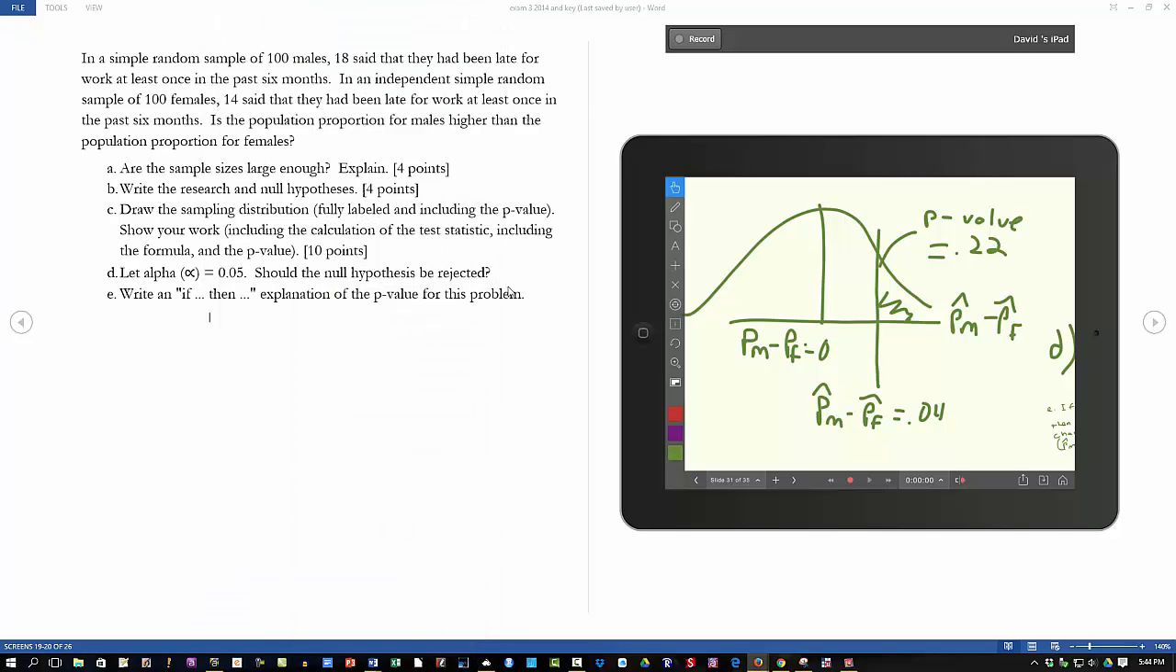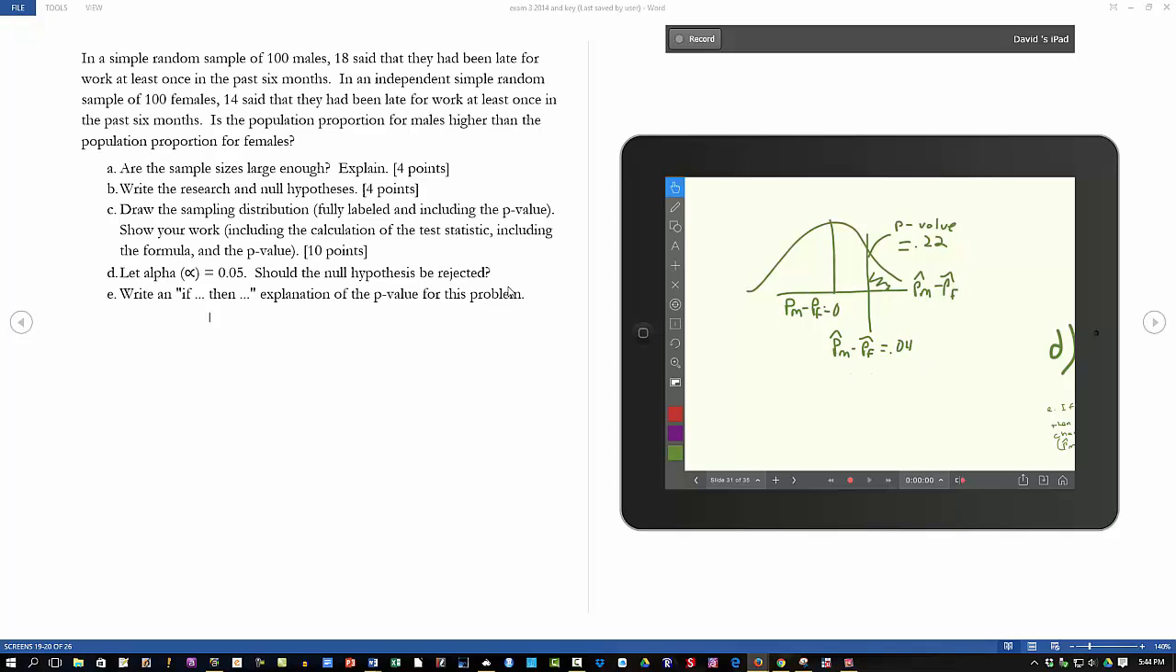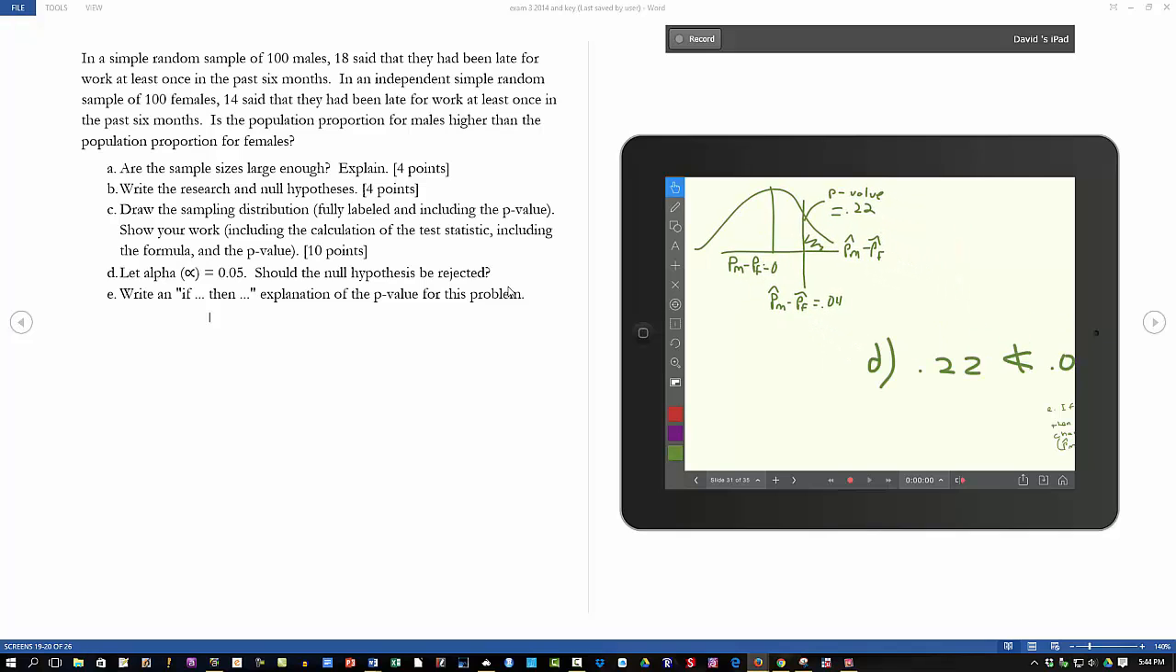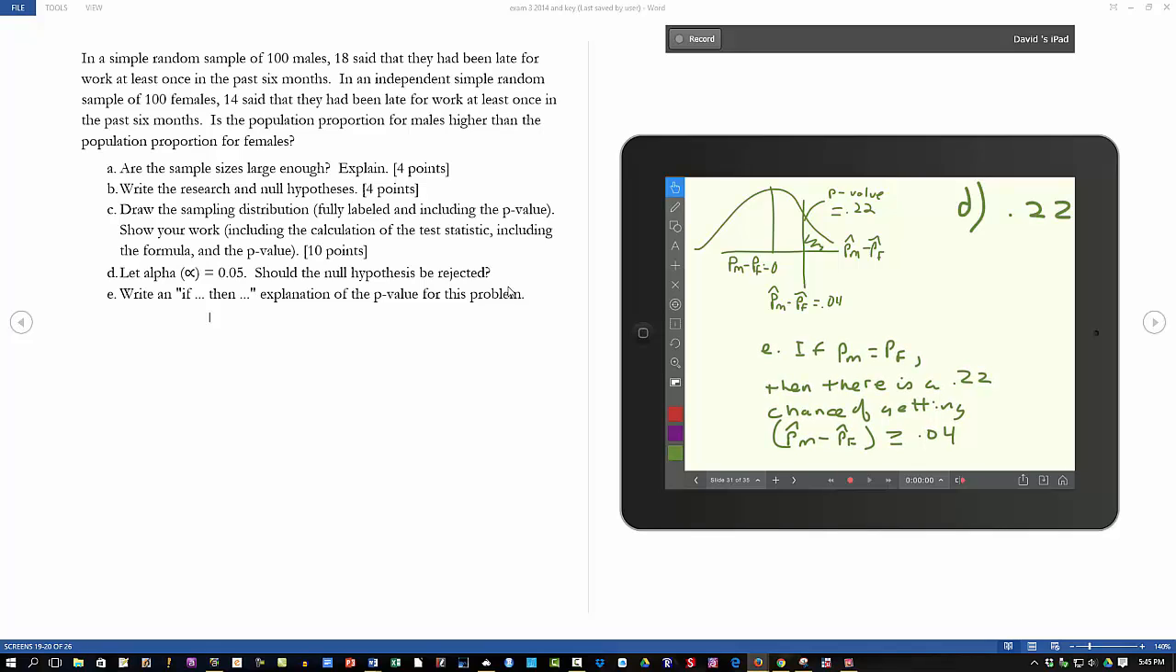Should we reject H0? No, we reject if the p-value is less than 0.05. It's not, it's 0.22. So we fail to reject H0. We do not reject H0. And our if-then statement will be if H0 is true, which we could state as P male equal P female, or we could have said if PM minus PF is equal to 0, those are the same thing.